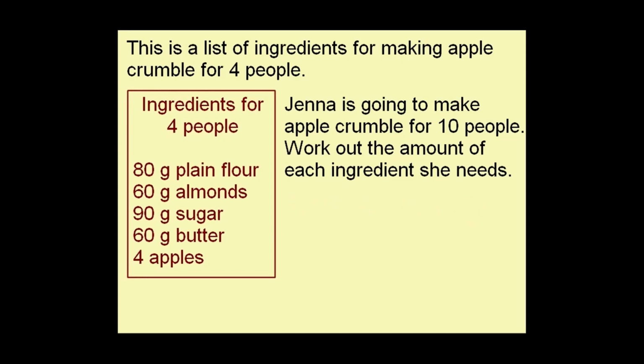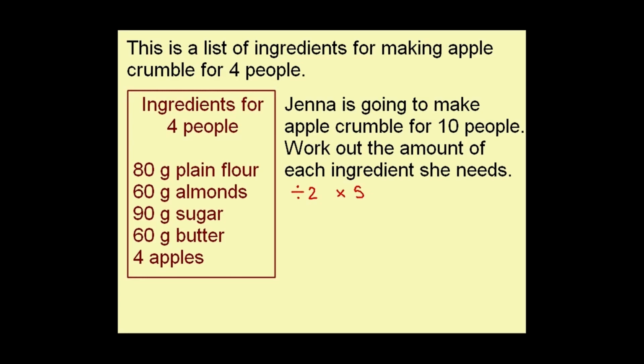The way I like to do this question, especially if it's on the non-calculator paper, is to say it's easy enough to work out how much of each ingredient we need for 2 people by dividing by 2, and once I know the amounts for 2 people, I can multiply by 5 to get the amounts for 10 people. So this is my plan. I'm going to divide each amount by 2 and then multiply by 5.